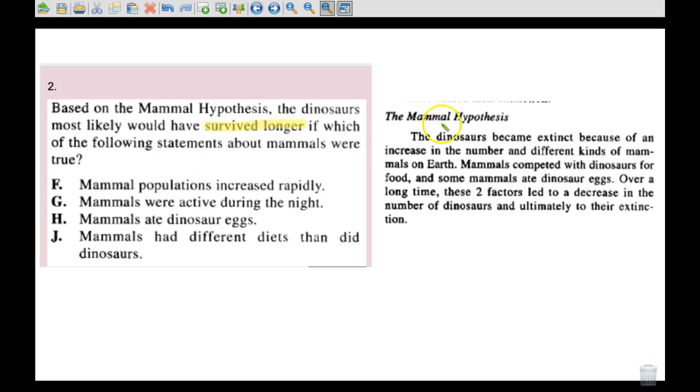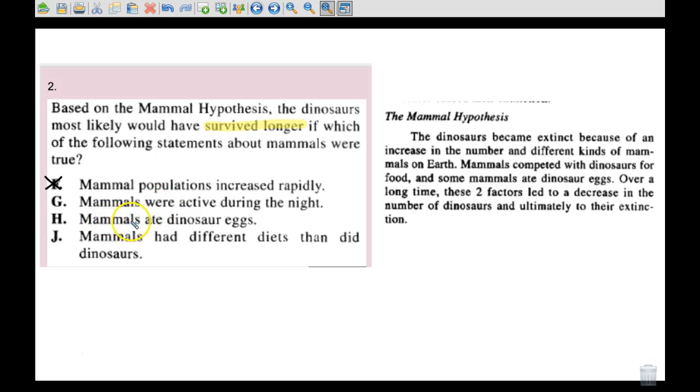So in the mammal hypothesis, the dinosaurs became extinct. So again, we're looking for something that's the opposite. So there was an increase in number of different kinds of mammals, but this was over time. So F is not one of our answer choices. G, mammals are active during the night, so that might be a possible answer.